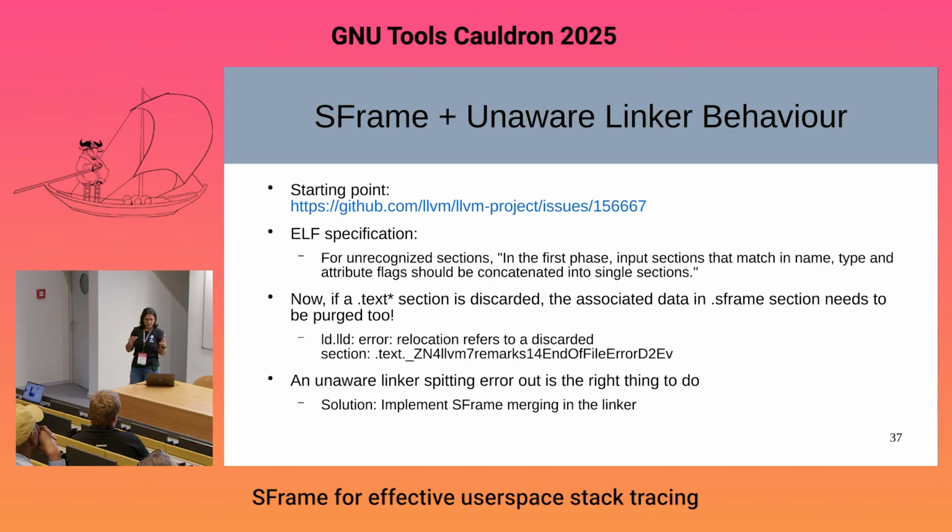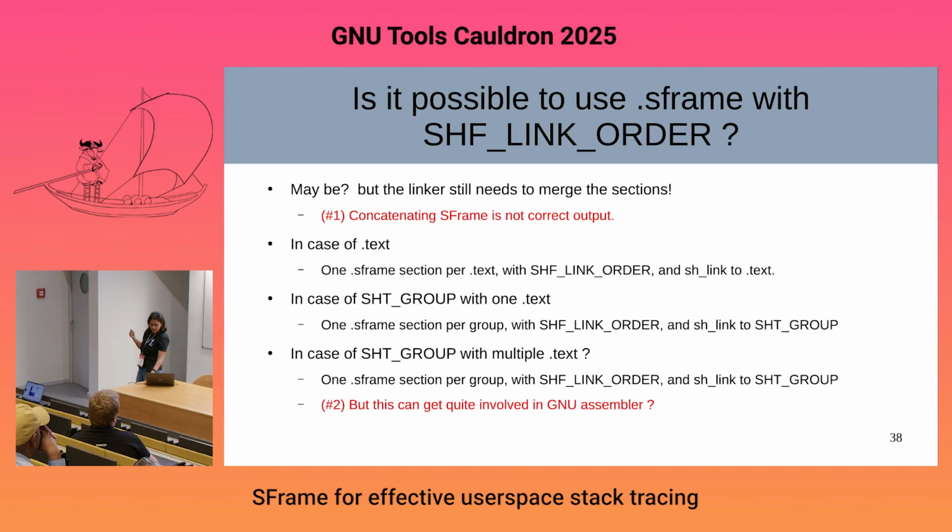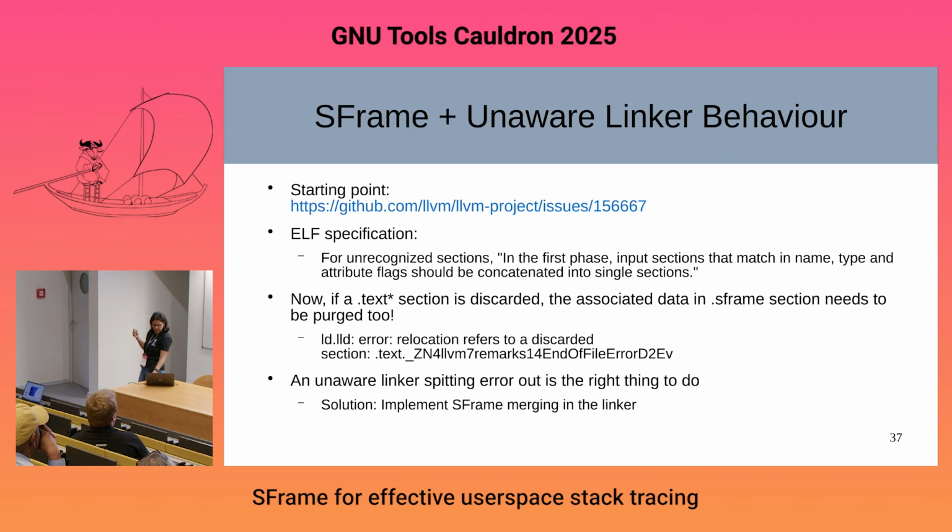So it looks innocent in the sense that it is good that LLD shows an error to the user that it doesn't know what to do with this section and it errors out. So the right thing to do there is, yes, add support to LLD. But the discussion did bring up a larger question: is it possible to do better? Is it possible that we can have some way of SFrame sitting in these ELF binaries so that even an unaware linker, if it discards text, maybe also discards the corresponding SFrame section.